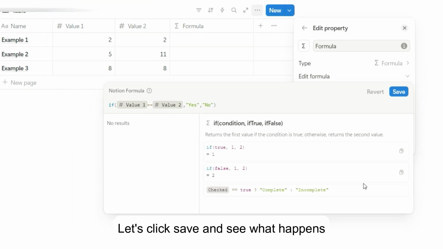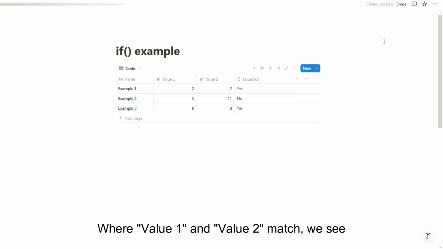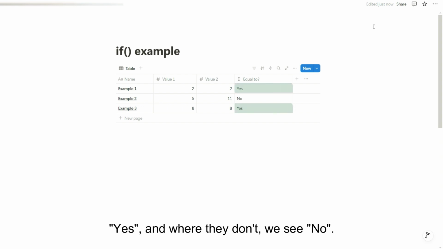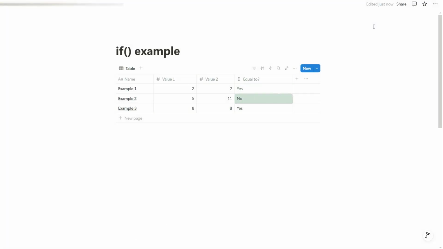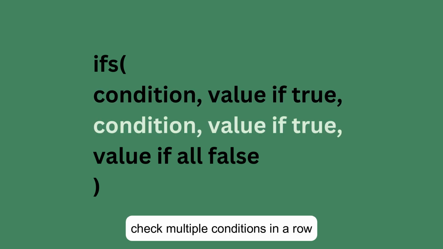Let's click save and see what happens. And it works. Where value 1 and value 2 match, we see yes, and where they don't, we see no. Simple but useful. Now let's move on to the ifs function, which is like the if function but lets you check multiple conditions in a row.